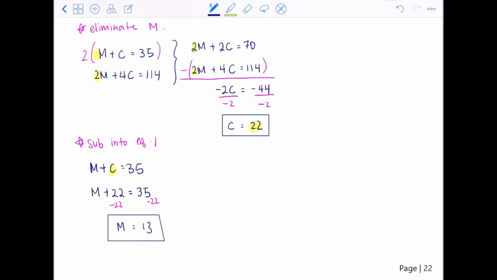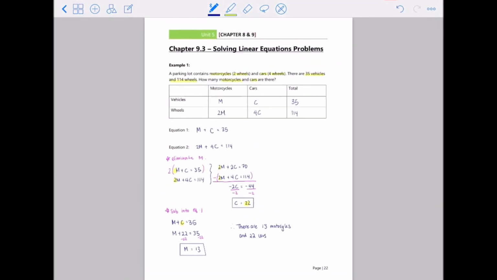All right, so the final step would be stating your solution in words with correct units. There are 13 motorcycles and 22 cars in the parking lot. So that's it for example 1.